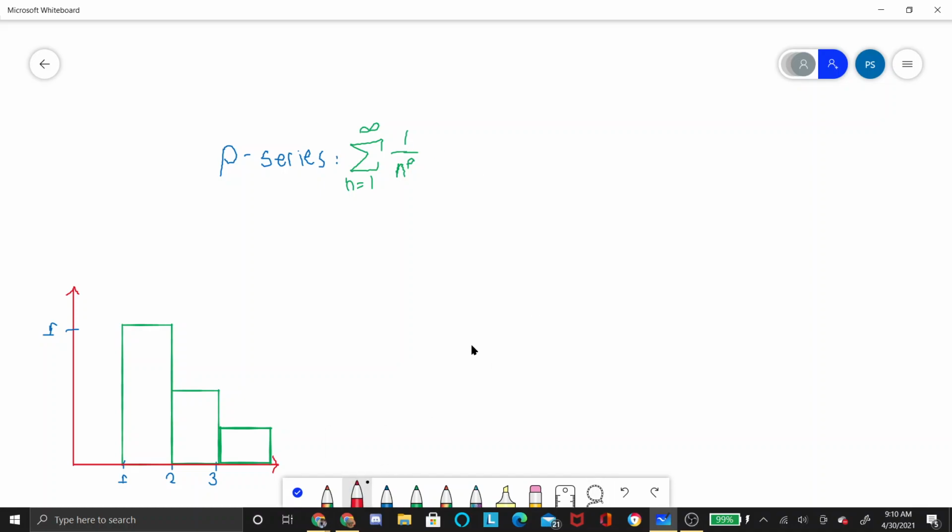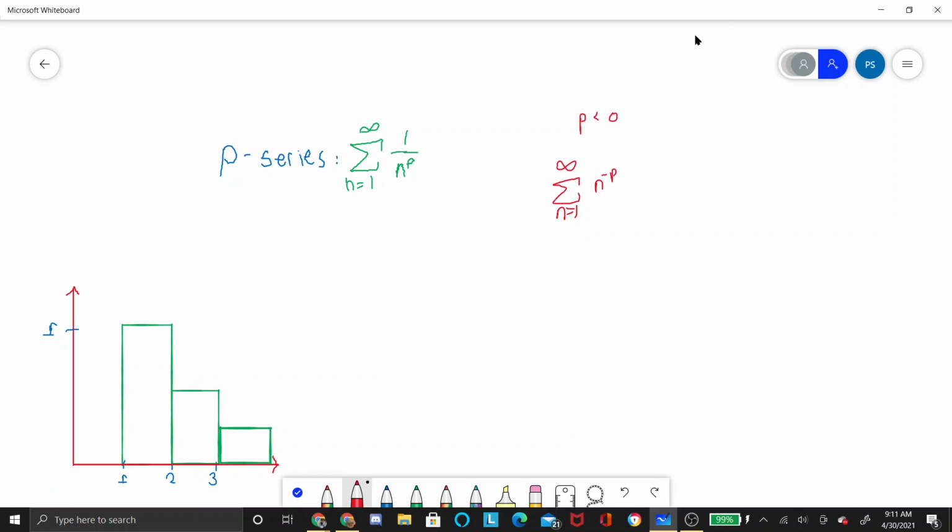So the first scenario I want to take is when p is less than 0. When p is less than 0, I'm just going to rewrite this sum a little bit: the infinite sum from n equals 1 to infinity of n to the negative p. So when p is less than 0, we know it's negative, and since negative p would just be positive, we know that this will always diverge.